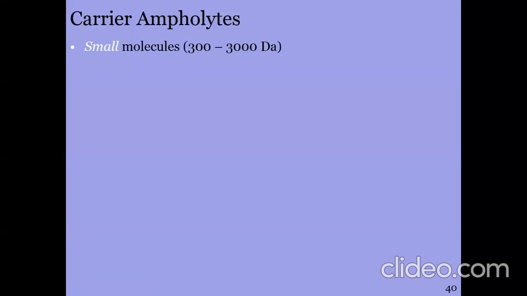So carrier ampholytes are small molecules. They could be 300 to 3000 daltons. We are not talking about kilodalton. They are in daltons. Like we can say that 0.3 to 3 kilodalton molecule. And normal proteins are 30 kilodalton or more than 30 kilodalton, but they are a very small molecule, like 0.3 to 3 kilodaltons actually. And amphoteric compounds, so they are smaller than proteins actually.